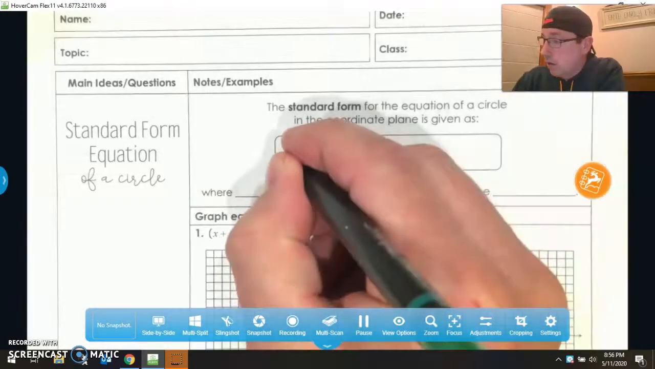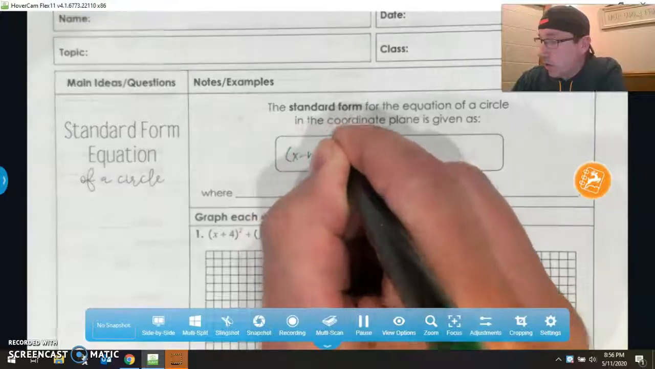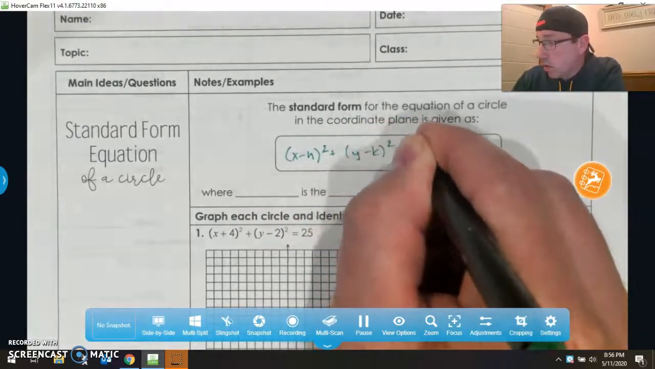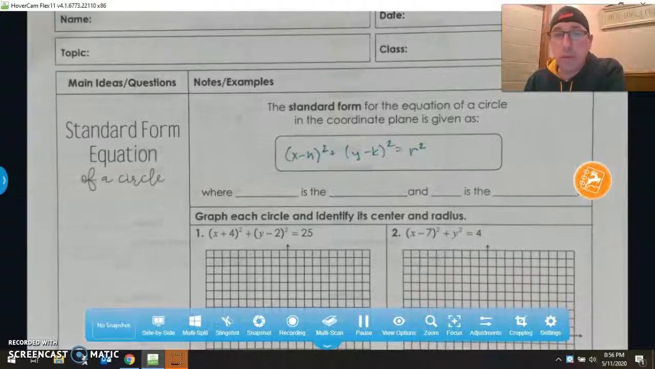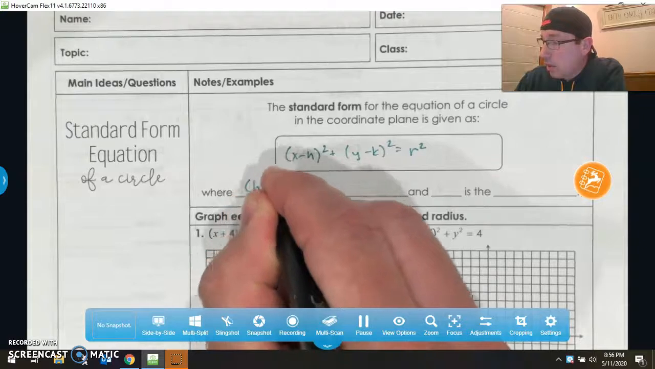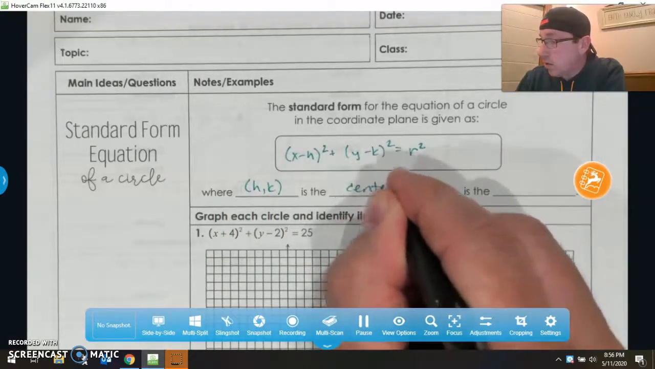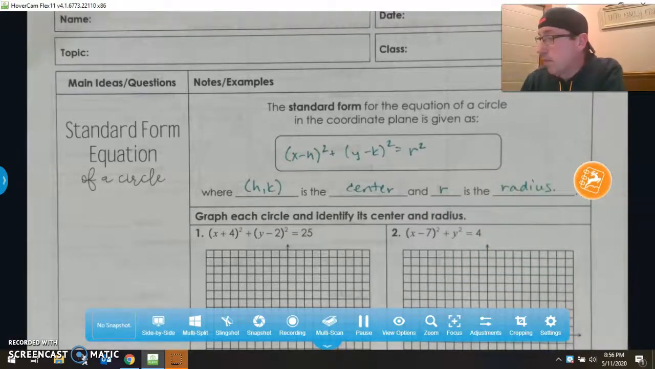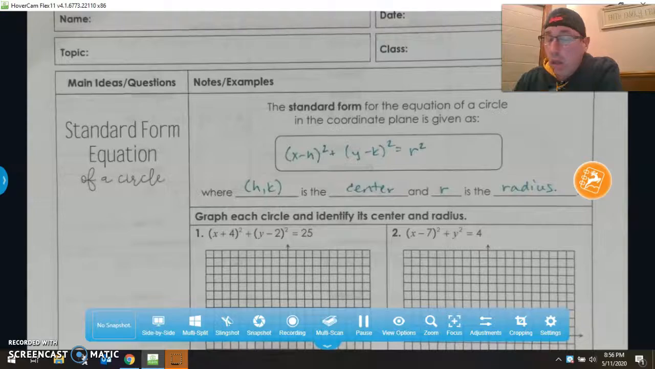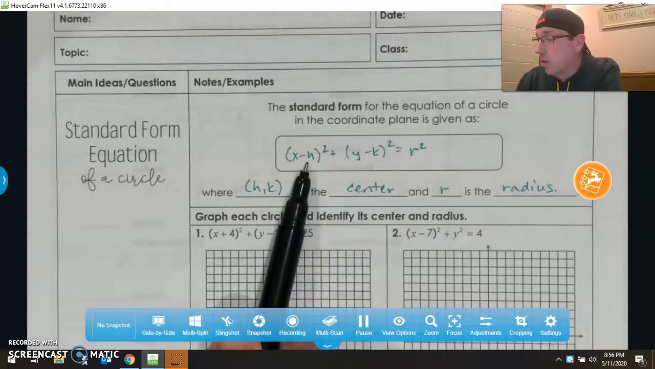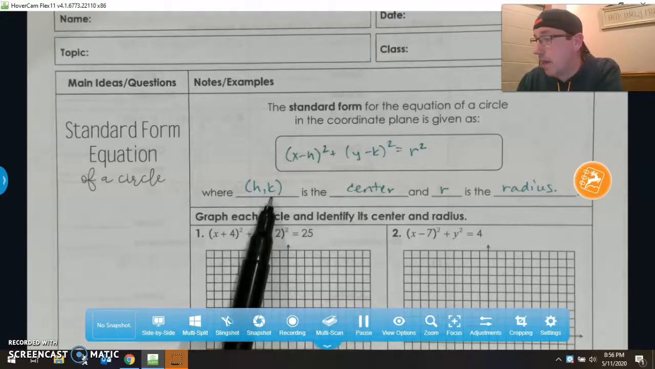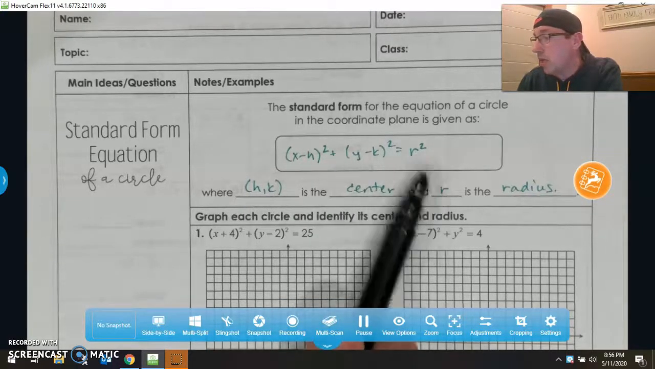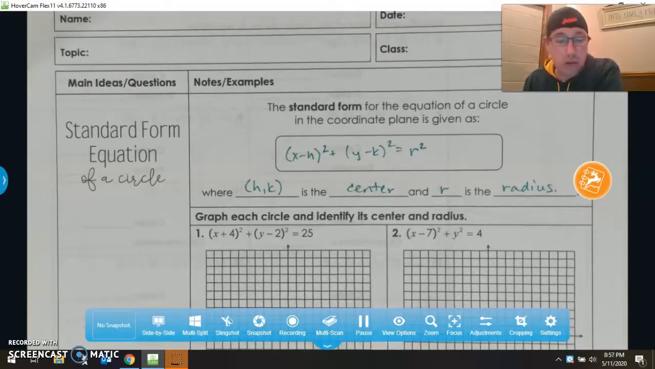If you remember, our equation from the last video is (x minus h) squared plus (y minus k) squared equals r squared, where (h, k) is the center and r is the radius. The center is always going to be the opposite of whatever numbers are in here. So it says minus h, so it'll be positive h here, minus k, positive k here. And to get the radius, we take the square root of whatever this number is. You're going to see how this all goes in just a moment.